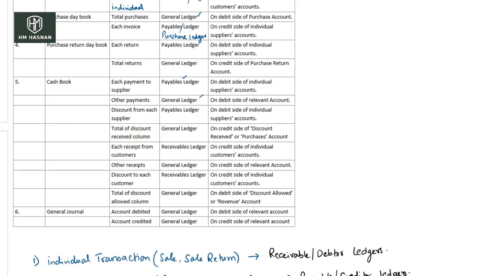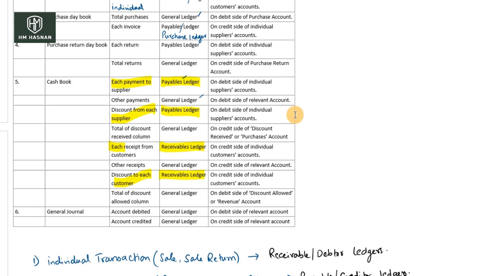So where is the concept of each? Concept of each receipt. So we see the particular receivable ledger. Here is the account of each customer, receivable ledger. Each payment, payable ledger. So where we talk about the total payment, general ledger, total discount, general ledger, other total receipt, general ledger. And the last one is number 6, general ledger. So every transaction which will not fall in the above 5 categories will fall in the general ledger.